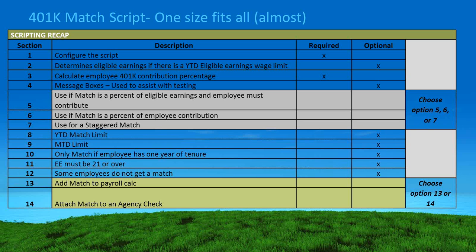So when you're speaking to the client, we want to ask them a lot of questions. Is there a year-to-date match limit? If there is, then you want to use this section. Is there a month-to-date limit? Very rare, but it comes up once in a while. If there is, you'd use this section. If not, you would not.